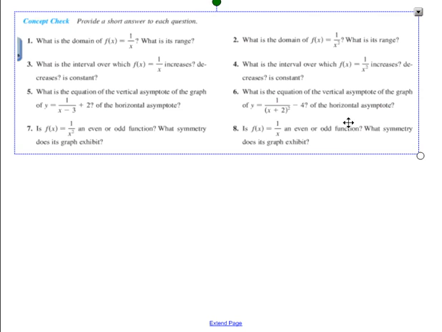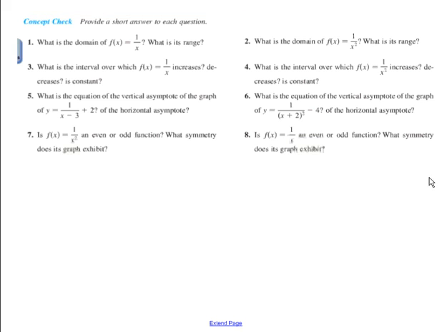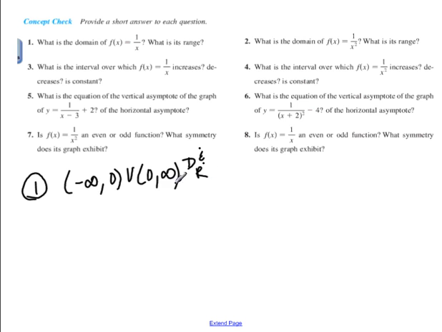So let's go over some of these problems from section 4.1 to begin with, just to make sure that you understand the basic concepts. What is the domain of 1 over x and what is its range? So the domain is basically all reals except for 0, right? That's negative infinity to 0, union 0 to infinity, and the range was the same thing, right? That is the domain and the range, even though they mean different values, right? X values and Y values.